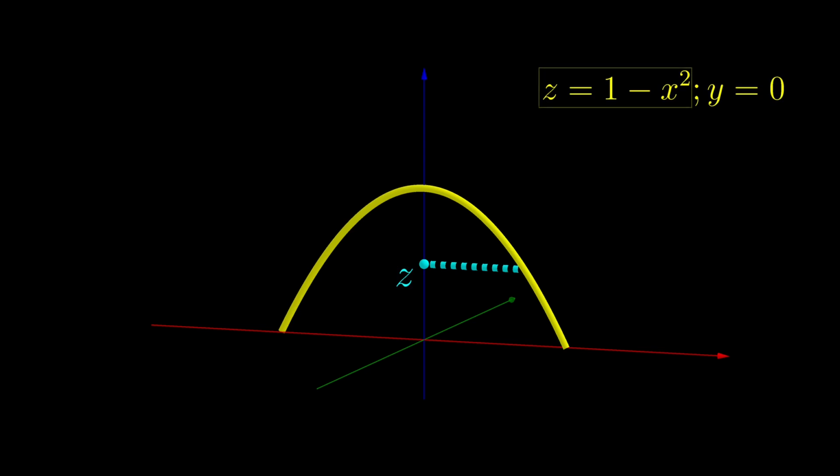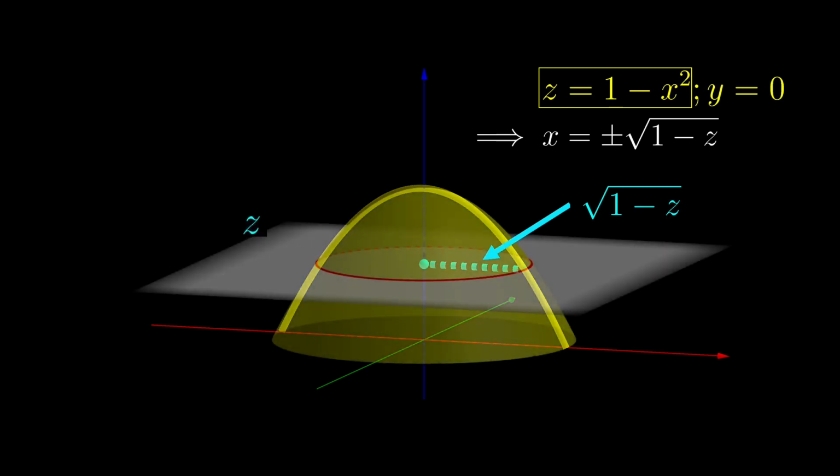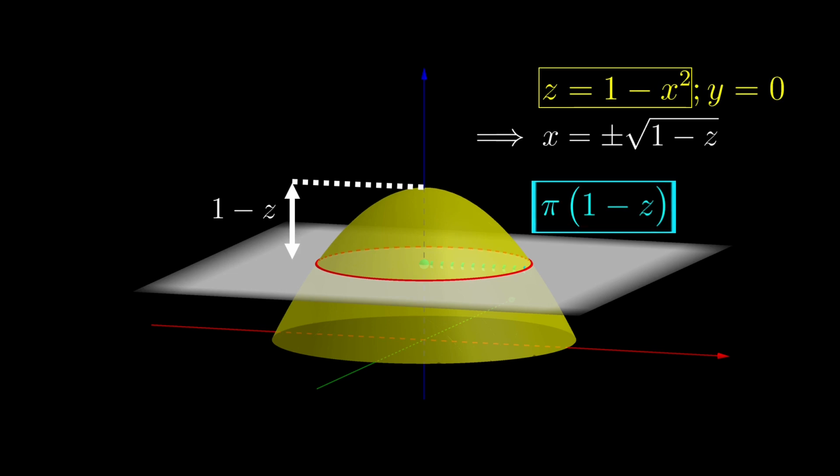By a very simple manipulation of the formula of the parabola, we have the x-coordinate to be the square root of 1 minus z. This means that the cross-sectional area at height z is pi times the radius squared, which is pi times 1 minus z, or if you prefer, it is pi times the distance to the tip of the paraboloid. This does not look too promising because whenever we change z, the cross-sectional area would change. But here is the trick.